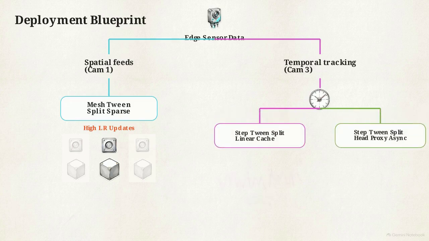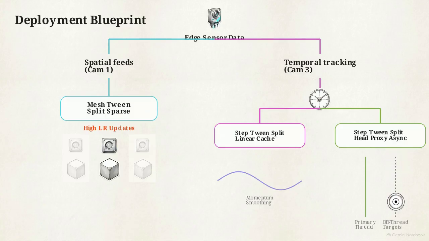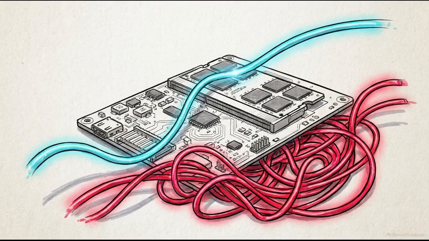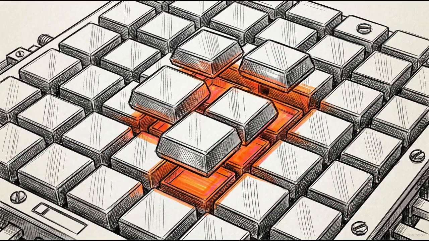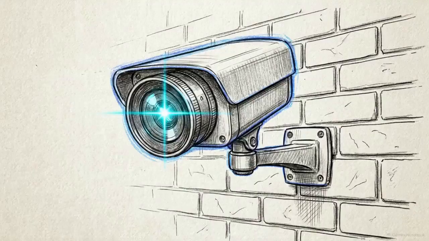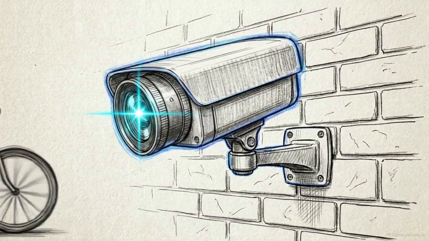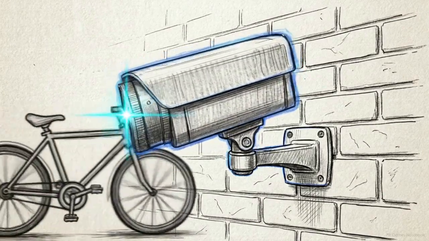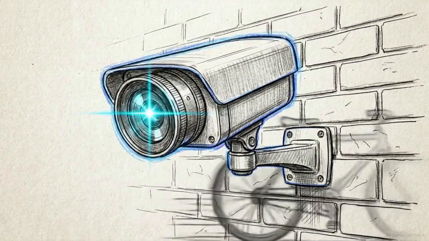If your deployment relies on temporal tracking streams, route to step-tween split linear cache and the asynchronous head proxy modes. That temporal path replaces exact gradients with reflex approximations. It protects recurrent memory against high-frequency noise. Deeply quantized integer formats provide the discrete state changes needed for localized target propagation. These bit flips allow a sensor to adapt in real time, making sovereign continuous intelligence possible on standard edge hardware.